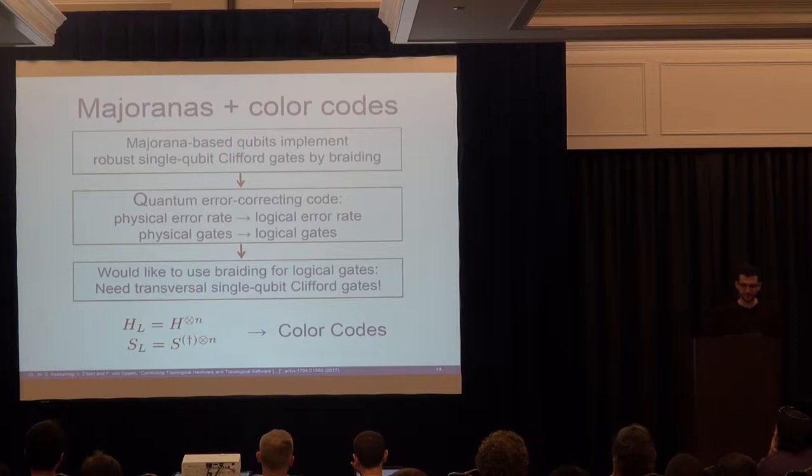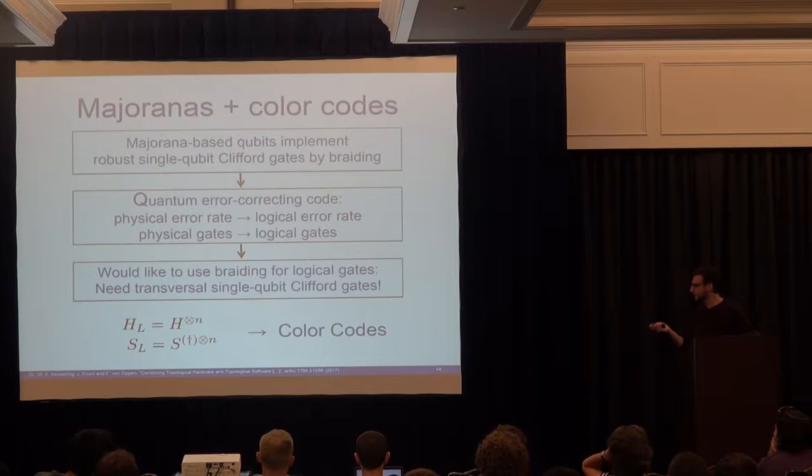But if you would like to keep your braiding operation, you would like these gates to be transversal, so they look like this, because then you can use these gates as logical single qubit Clifford gates. And that's why you can use color codes for that.